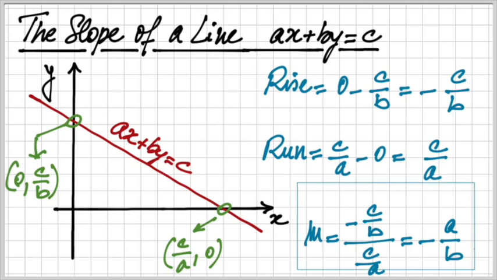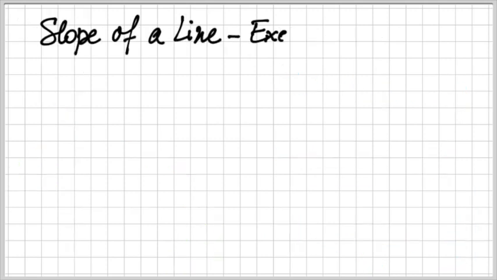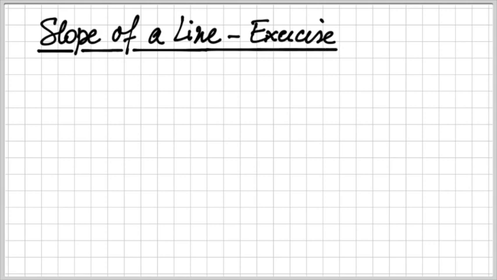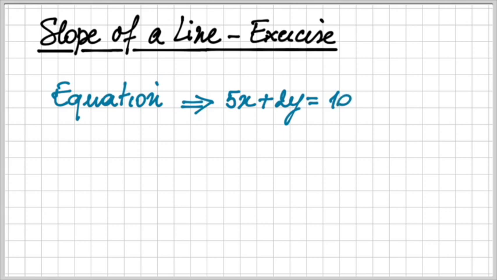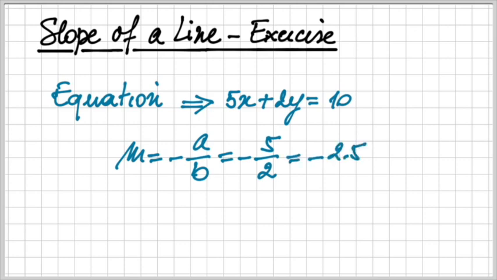Let's apply this now on an exercise, and we can look at the slope of a line, and we take an equation, in this case 5x plus 2y is equal to 10. We see that the value of the slope is given by the formula we defined before, which is m equal to minus a divided by b. We find here in this case a is 5 and b is 2. So the slope is minus 5 divided by 2, which is basically minus 2.5.